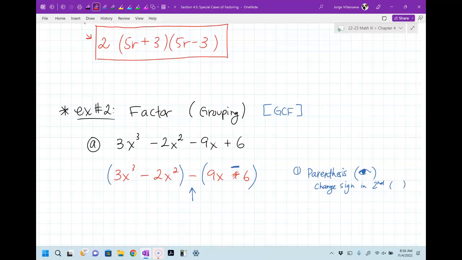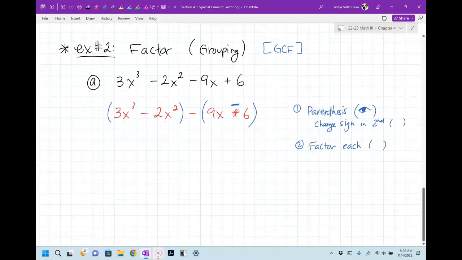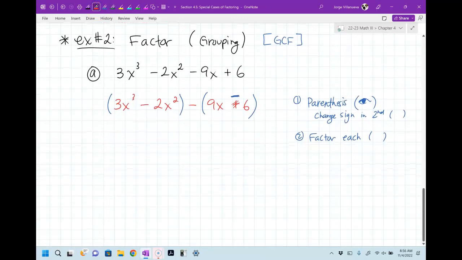Okay, and how do you know you messed up? It's gonna happen in the very next step. So here we go. Now, for the second step, factor each parenthesis. So what can I factor out of 3x cubed minus 2x squared? Do they have anything in common?